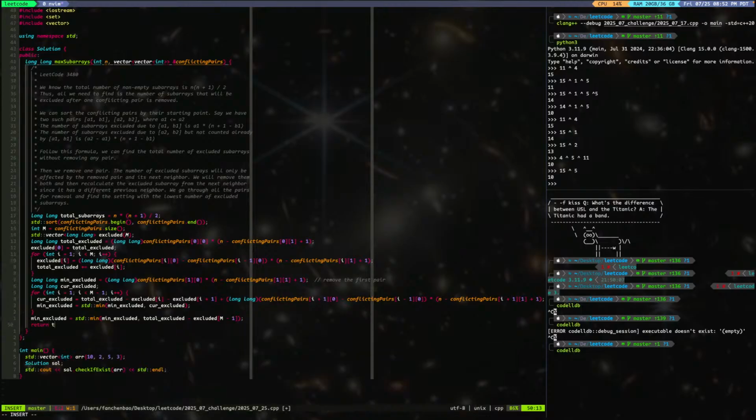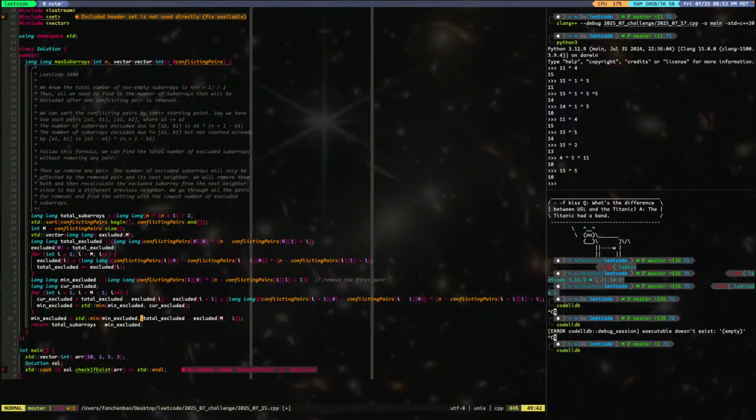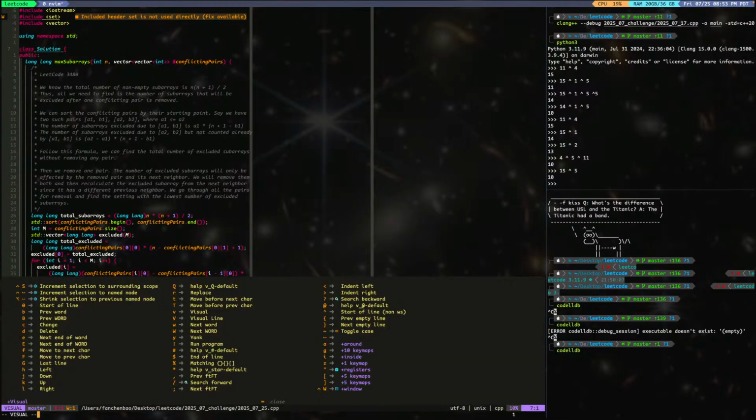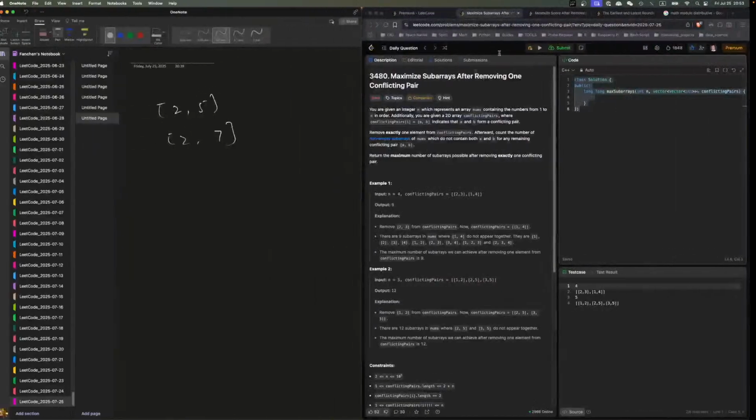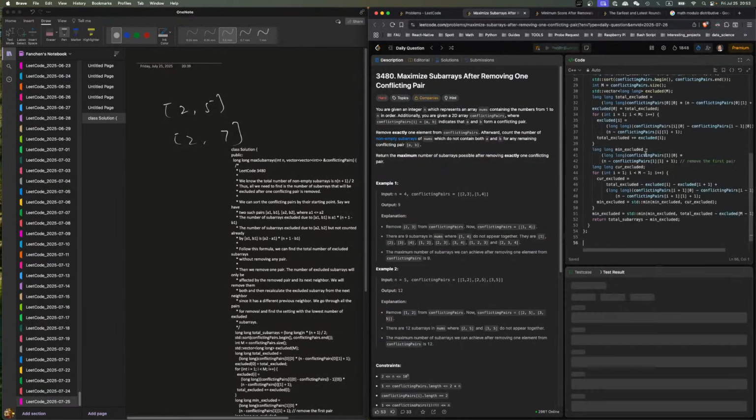Then we can just return total subarrays. Oh Lord, this is not right. I have to go long long. Okay, so we'll return total subarrays minus minimum excluded. All right, let's give this a whirl, and hopefully it works.